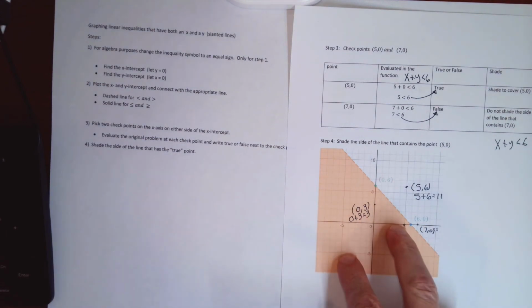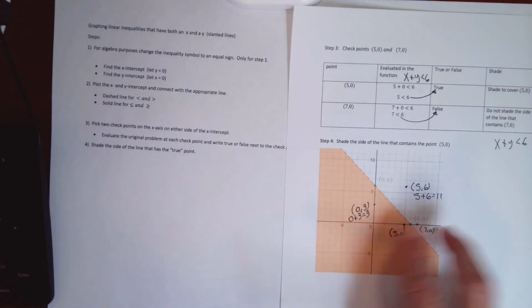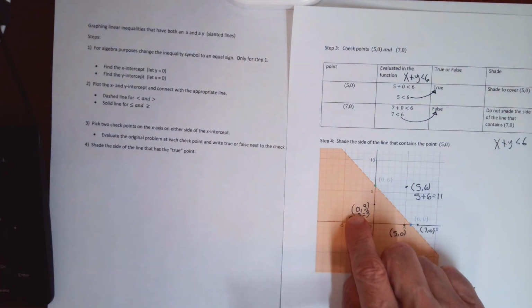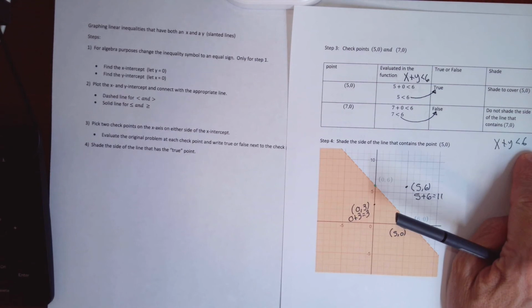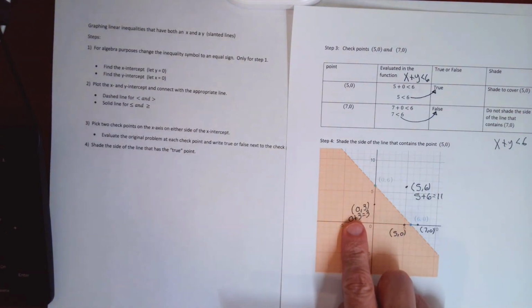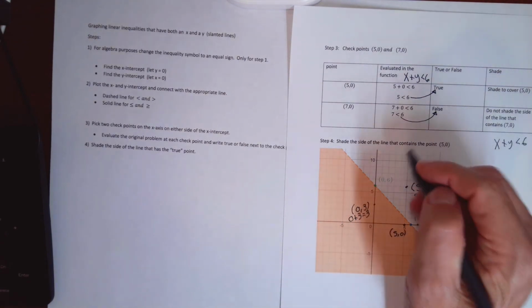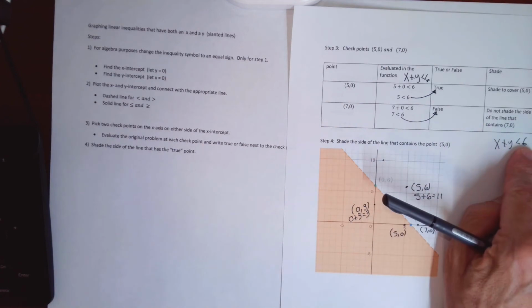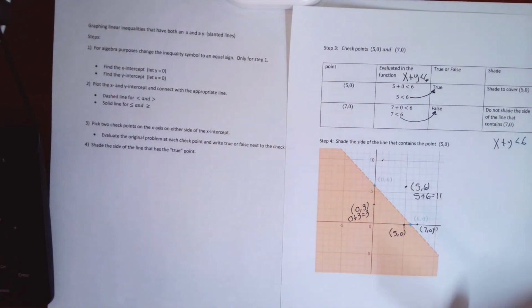The reason we shade down is because every point beneath this dashed line satisfies the inequality. If I add its x coordinate and its y coordinate, I get a number less than 6. No matter which point I pick in this shaded region, they all make this statement true. And no matter which point I pick in the unshaded region, if I put the x and the y in, they make the inequality false.